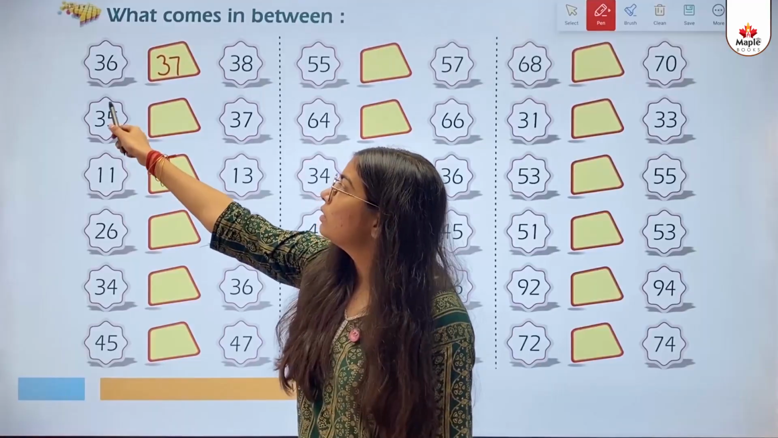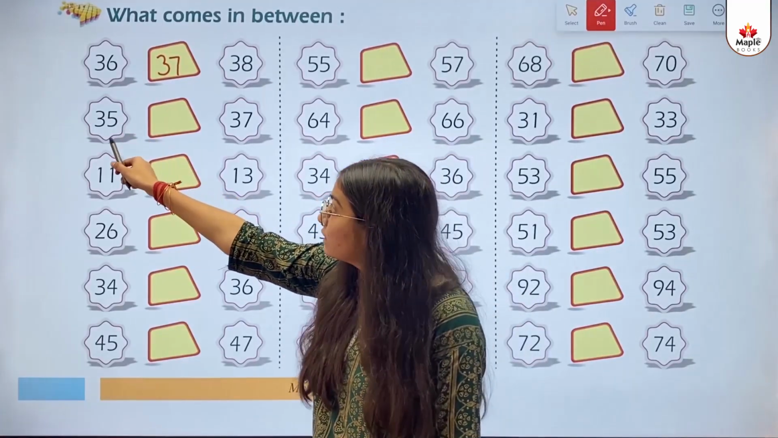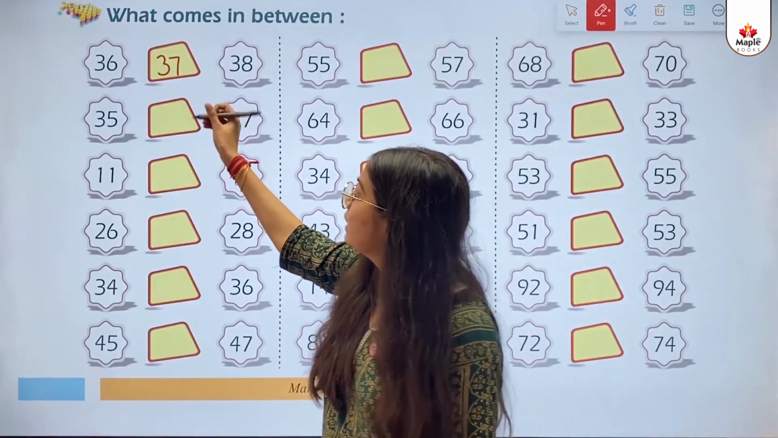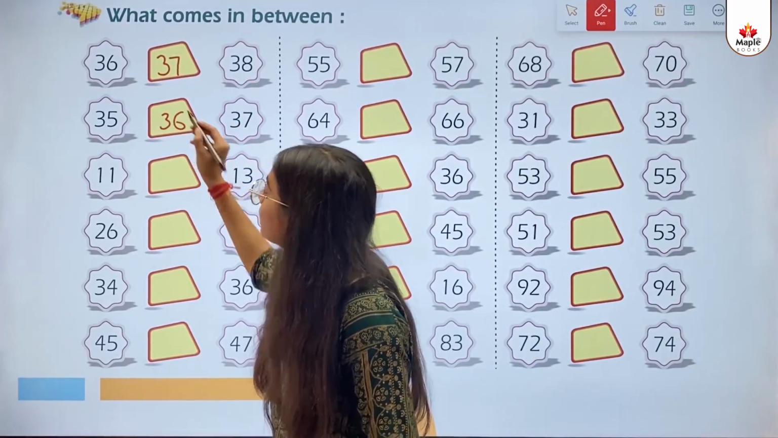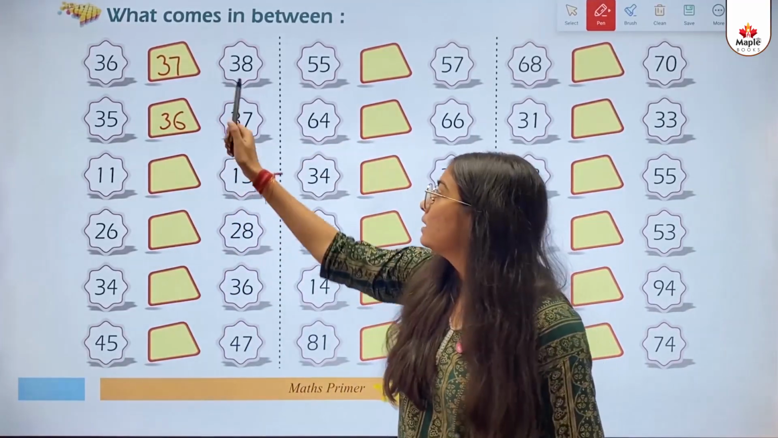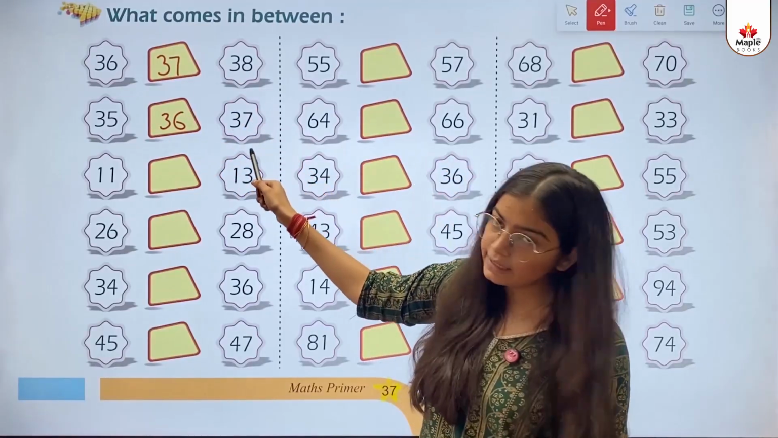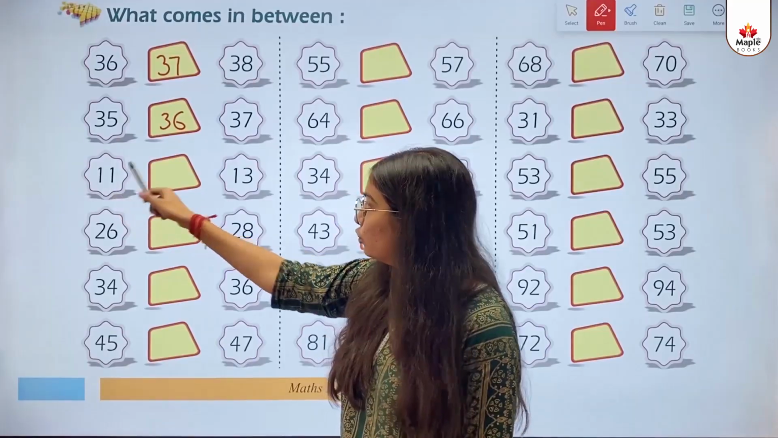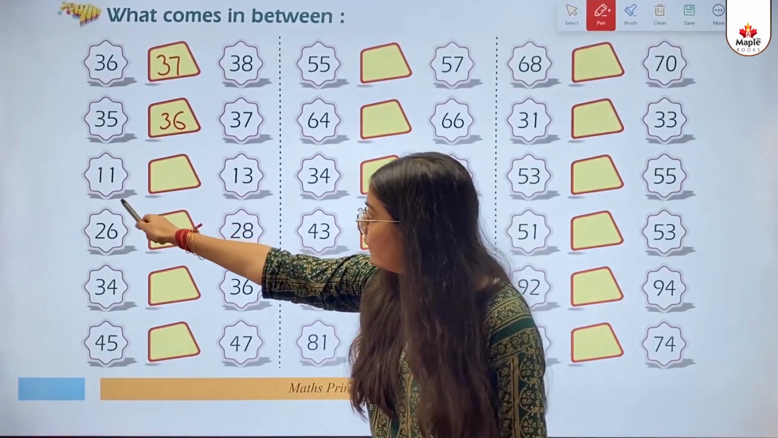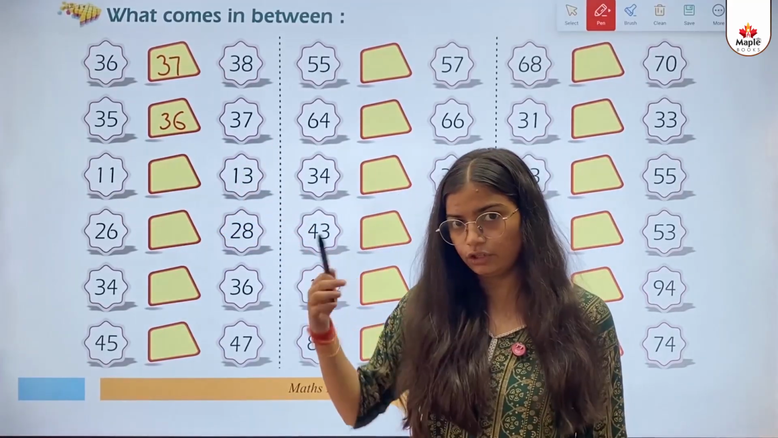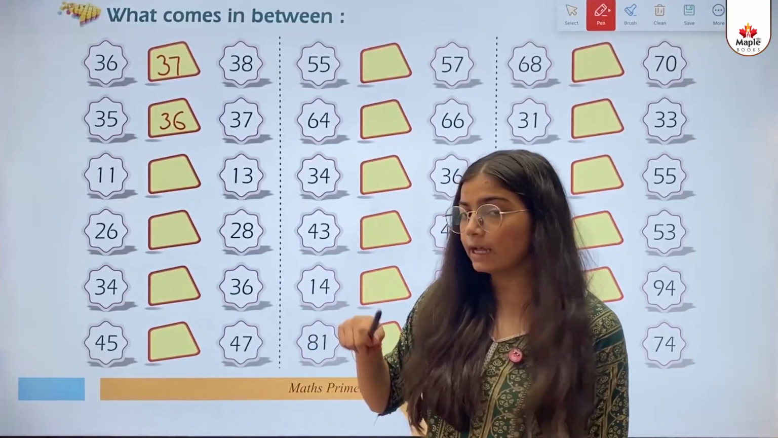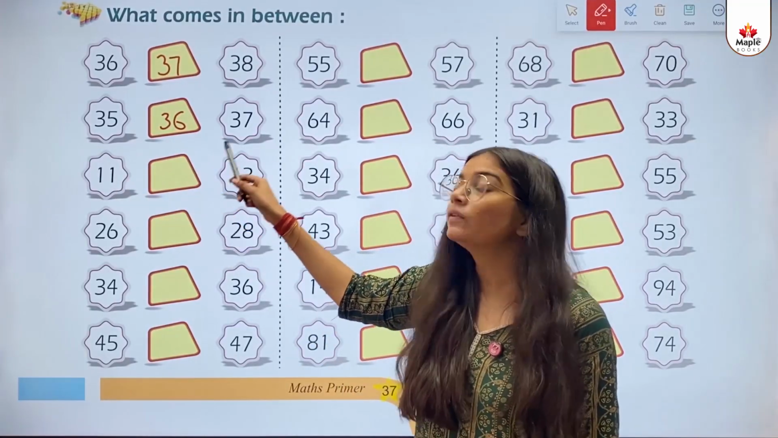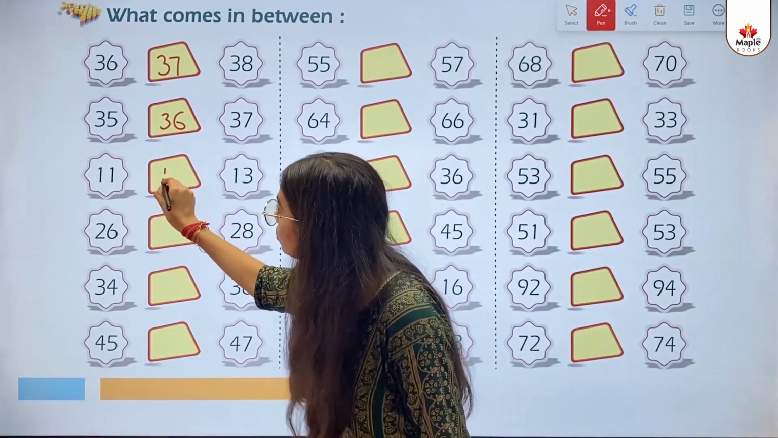Next one. What comes after 35? That is 36. So, we will write 36, then 37. Then, two numbers given again, 11 and 13. We need to tell what number comes in between. So 11, 12, 13. So 12.